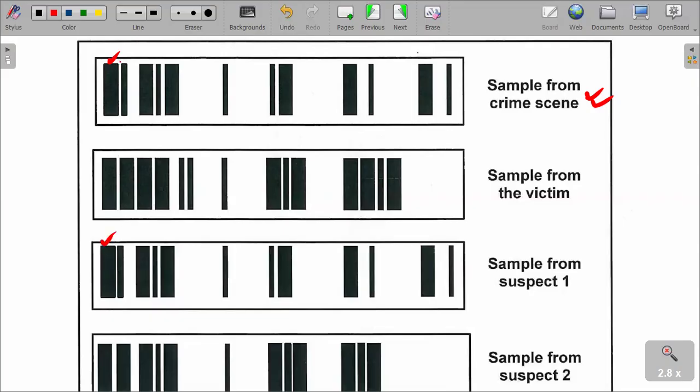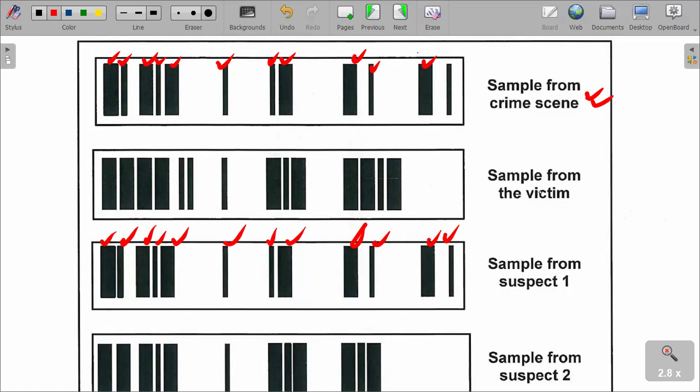We have this one, that one, and the sample from the crime scene. It matches with that one. It matches. So which of the suspects was at the crime scene?